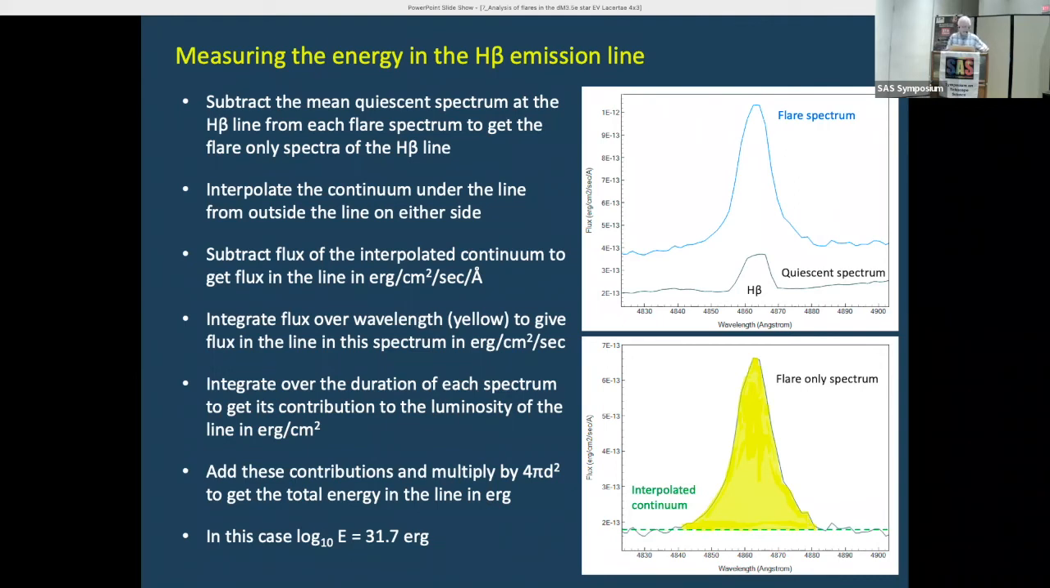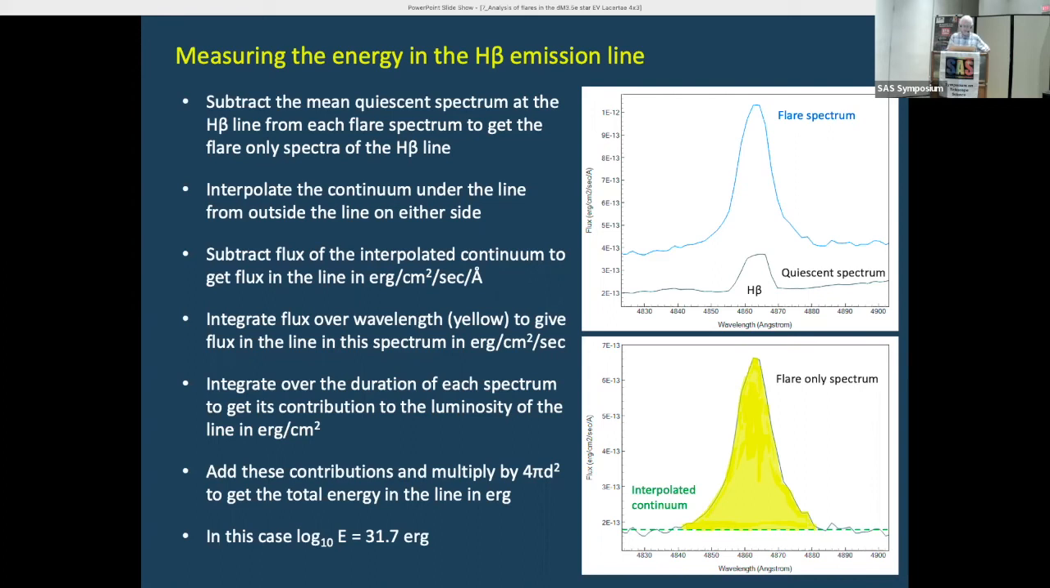And then that gives us the flux in the line in now ergs per square centimeter per second. We've got rid of the angstrom. We can then integrate that over the duration of each spectrum, which is typically 300 seconds, to now get the contribution to the luminosity of the line in ergs per square centimeter. So we're gradually trying to, using all the information we've got, accumulate this picture of the total energy.